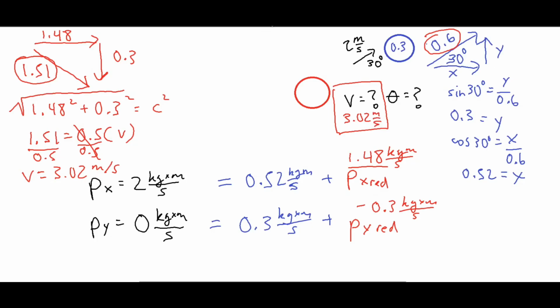And then secondly, we want to find our theta. So our theta is going to be right over here. And we want to make sure we use an inverse trig function. I'm going to use the inverse of tangent because tangent is opposite over adjacent. And we have both of those numbers in that triangle already. So opposite 0.3 over adjacent 1.48. Toss that in my calculator. And the theta comes out to 11.48 degrees below the horizontal.